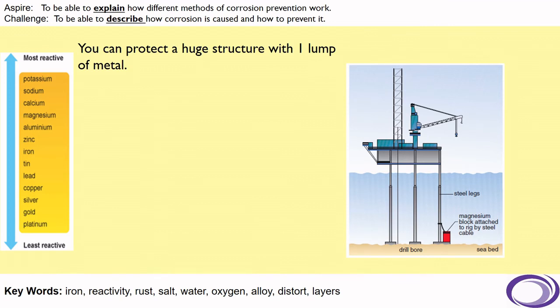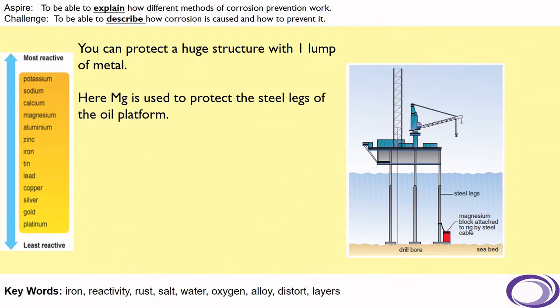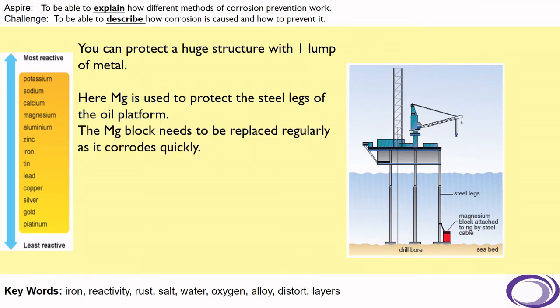And actually, the metal they use is magnesium. And that's because magnesium's got a very big difference in reactivity to iron without it being so reactive that it's going to react with the sea itself. The magnesium block will need to be replaced as it will corrode very quickly, but that's cheaper than replacing the entire steel structure of that oil rig.